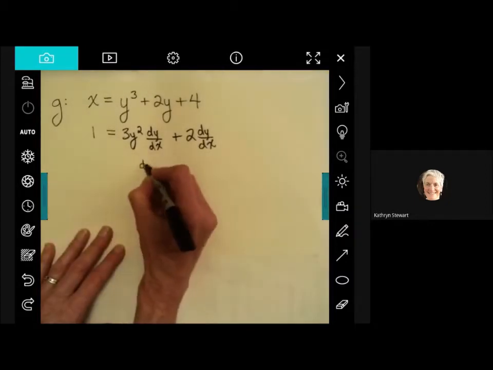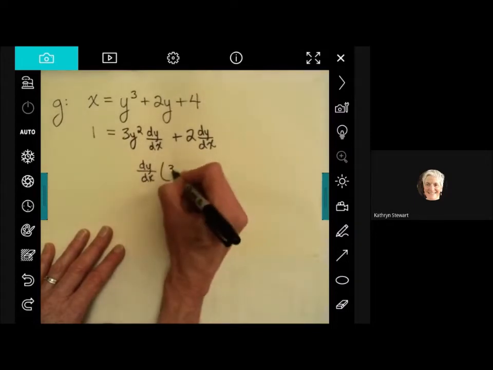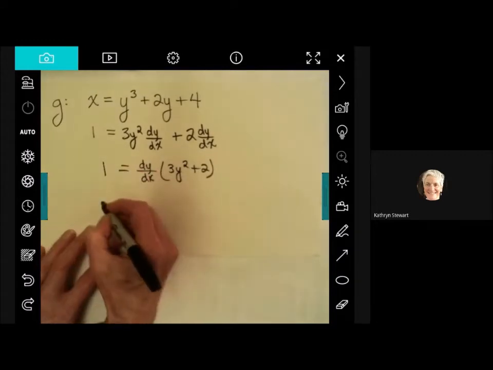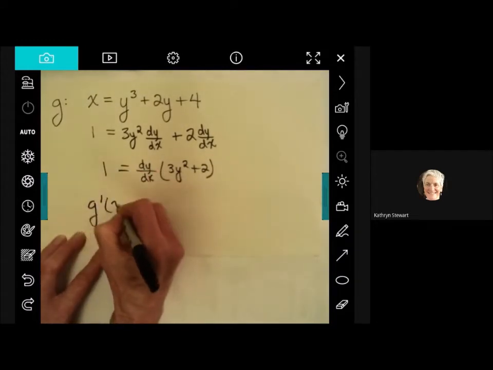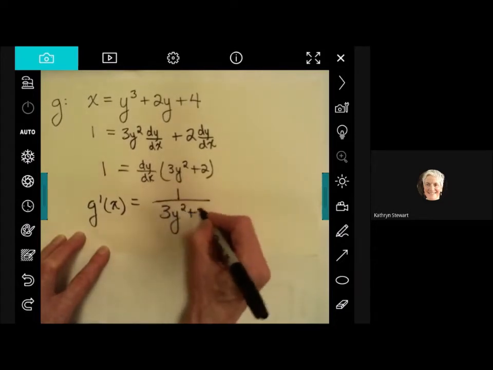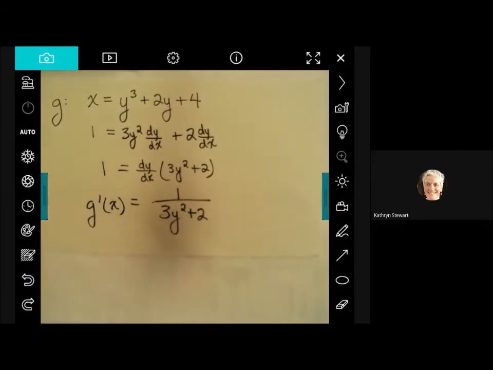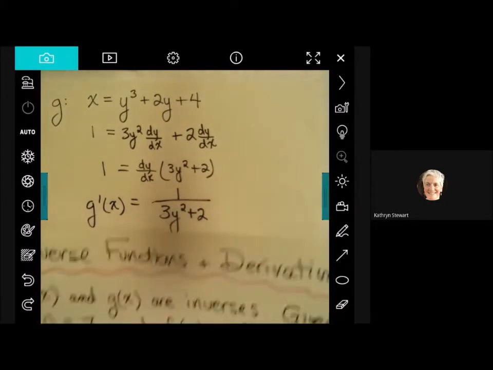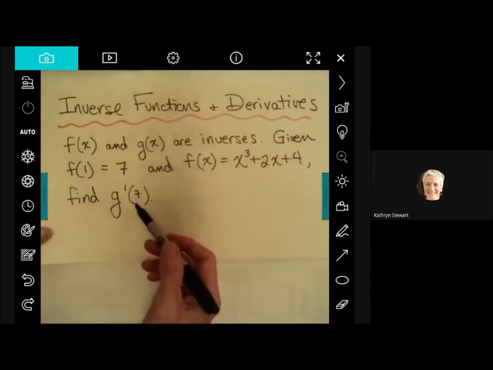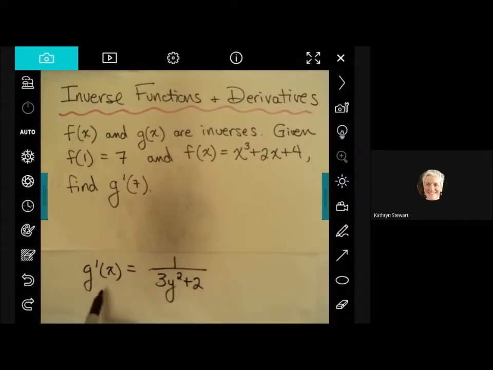I'm going to factor out my dy dx. And I have dy dx equals, so I'll now call it g prime equals 1 divided by 3y squared plus 2. All right, seems like I'm on my way, but I have a little bit of a quandary. I'm looking for the derivative when x is 7, and I found a derivative for g in terms of y. Gosh, what should I do?